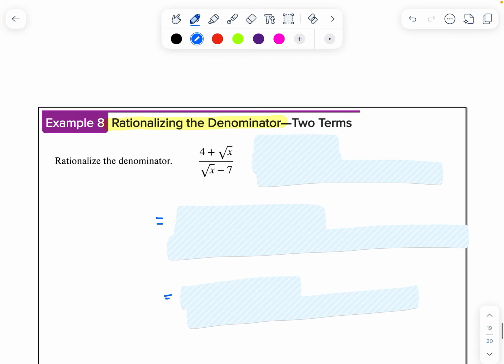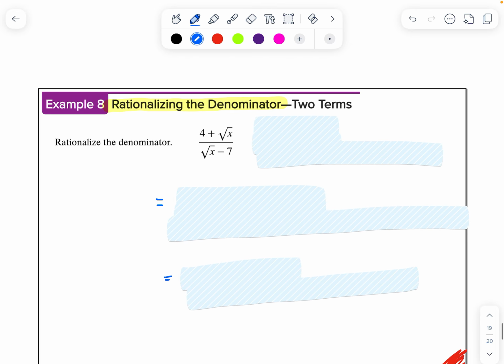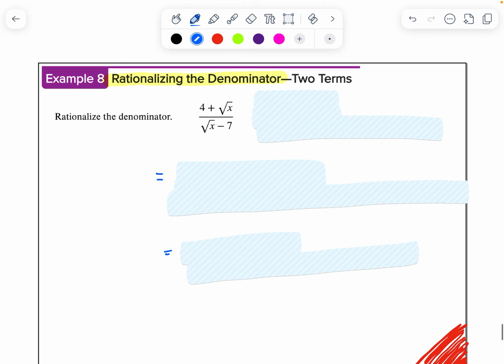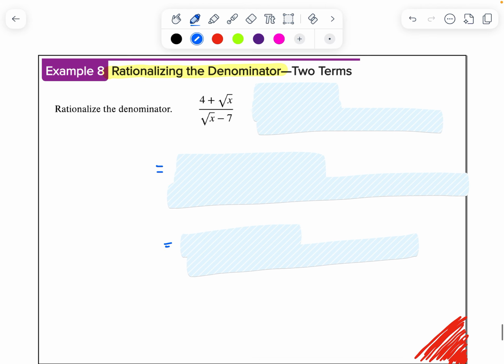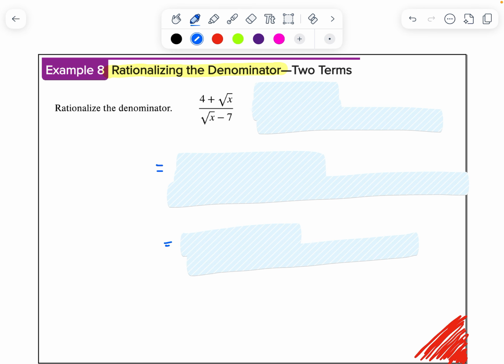All right, final example. Take a second to think about what the conjugate of the bottom is, specifically. Remember, we don't care about the top. We want to multiply to rationalize the denominator. What I would be multiplying by is the square root of x plus 7. All we're doing is changing the sign in the middle. If it was a minus, we change it to a plus. If it was a plus, we change it to a minus.